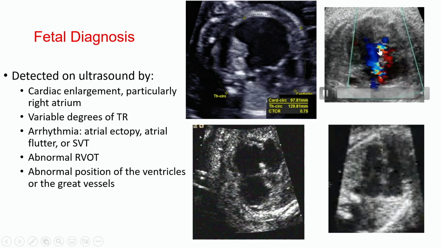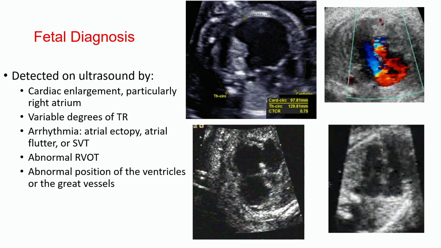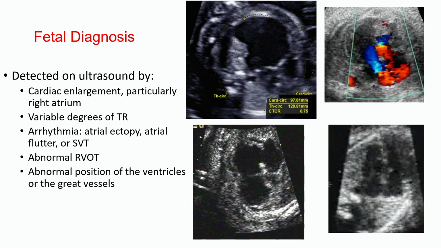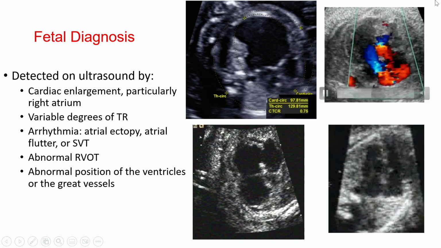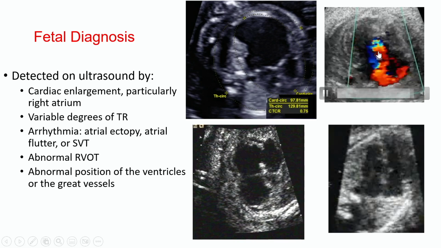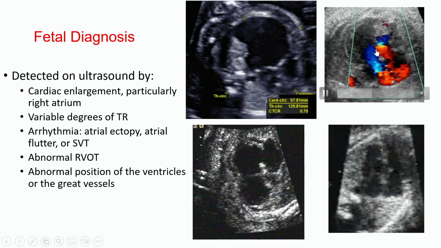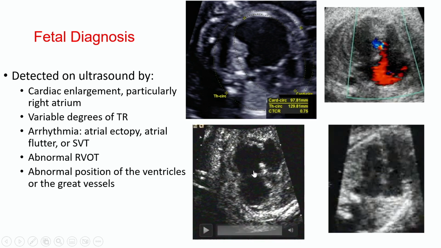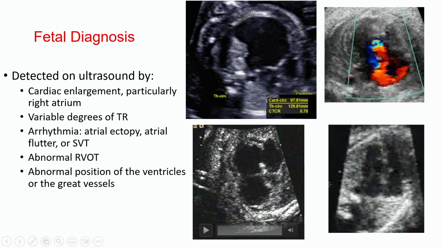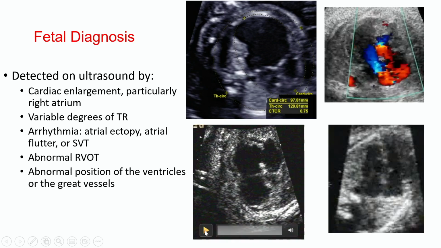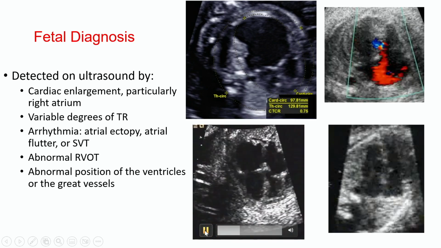But one clue to know that you're dealing with something abnormal, if you see the patient really before the tricuspid insufficiency becomes severe, is to look and see where it originates. And you see here how it originates much more deeply in the ventricle than it should. Then you can also have an arrhythmia, atrial ectopy, atrial flutter, or SVT.